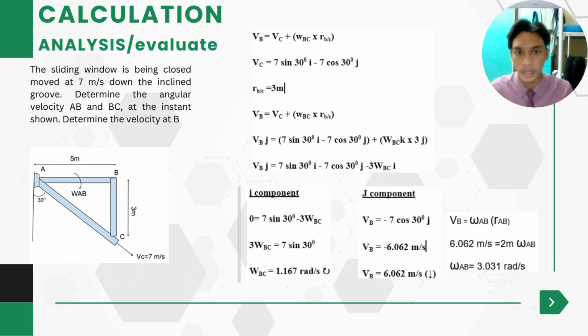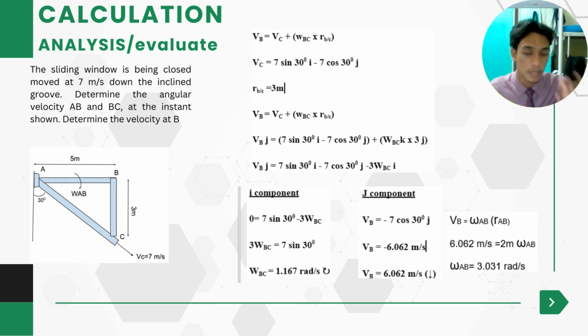After that, we can split it into i components and j components. And don't forget, it is a cross product. We have to remember the cross product formula, which is k times j equals negative i. After we finish all that, we can finally find the needed information, which is omega BC and VB.